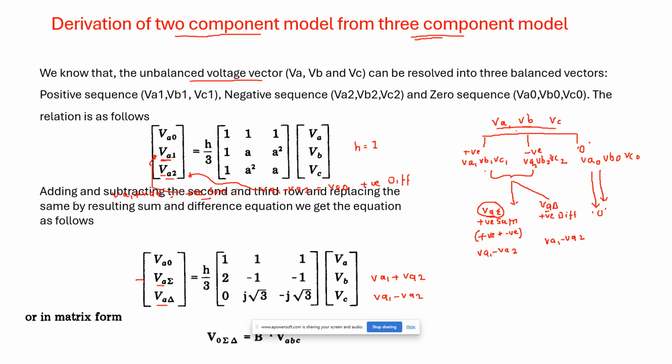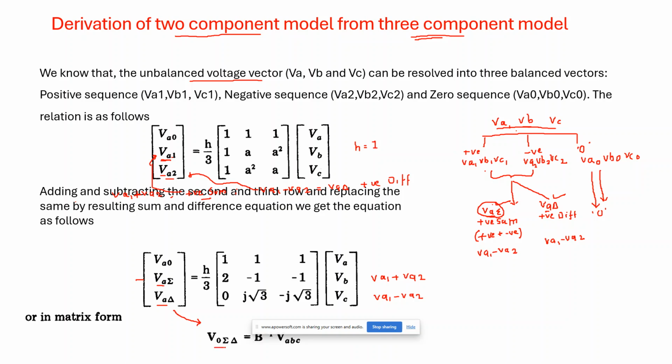That is, from the three component model we are deriving basically a two component model. Here it looks like three components, but basically VA summation and VA delta are very similar, and using VA summation and VA delta we can have simplification in analyzing unsymmetrical faults. So now let us put this matrix form in vector form.